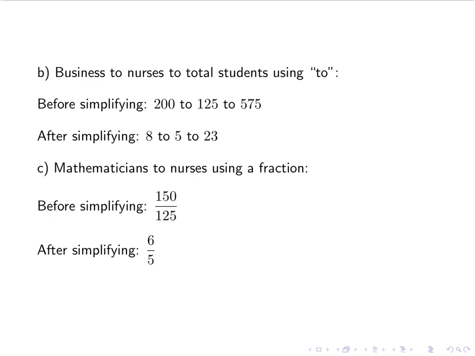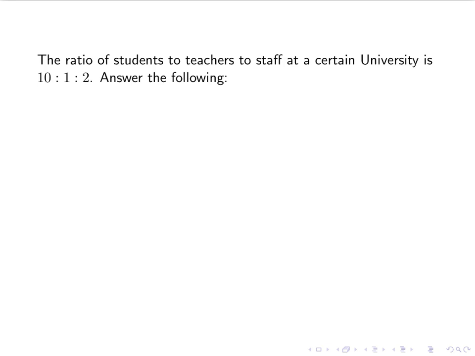So these were all questions of finding ratios. In the next couple questions, we're going to look at, here's a ratio, can we find some actual values? So the ratio of students to teachers to staff at a certain university is 10 to 1 to 2. So there are 10 students to every 1 teacher to 2 staff members. So answer the following. If there are 50 students, how many teachers are there?